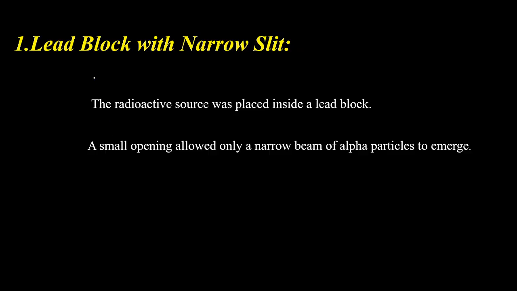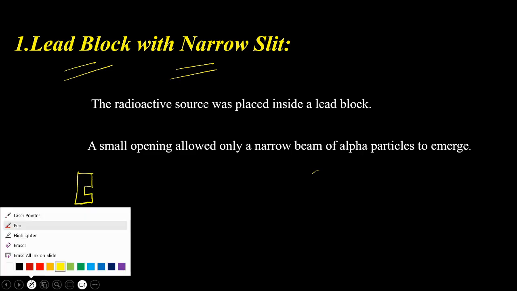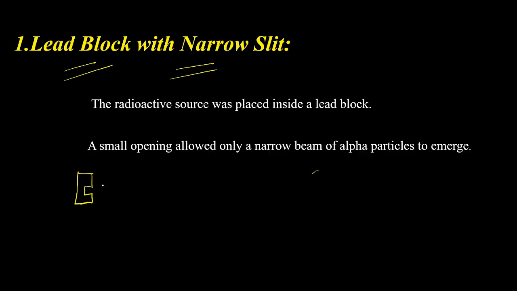To keep the radioactive substance, a lead block was used with a narrow slit. A lead block looks like this. You can see there is a narrow slit inside the lead block where the radioactive substance was kept. The slit was made so that the alpha particles can come out from the radioactive source through the slit. So this was the arrangement of the radioactive source.